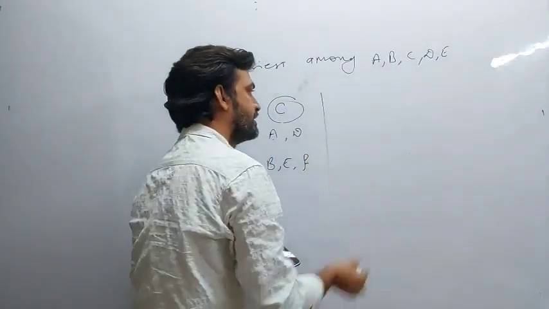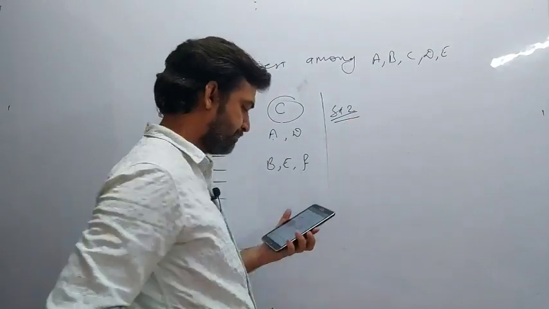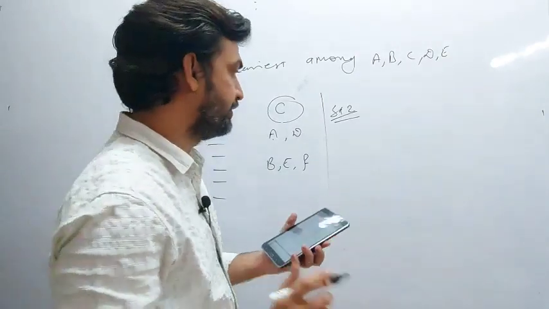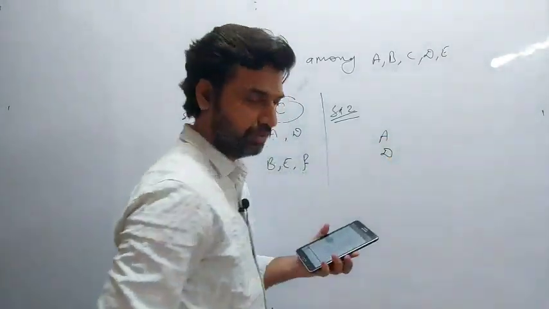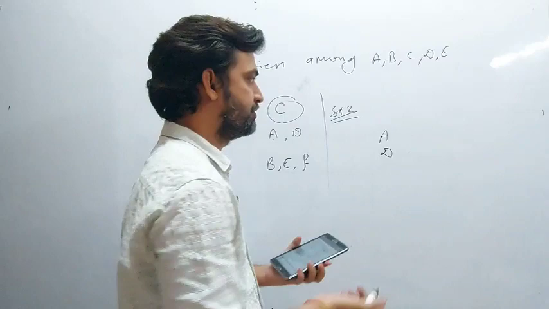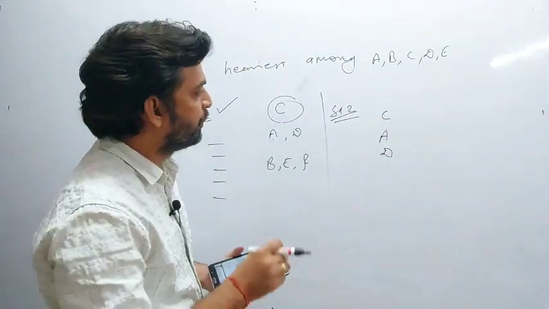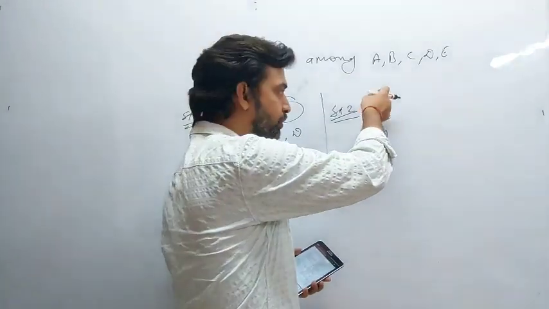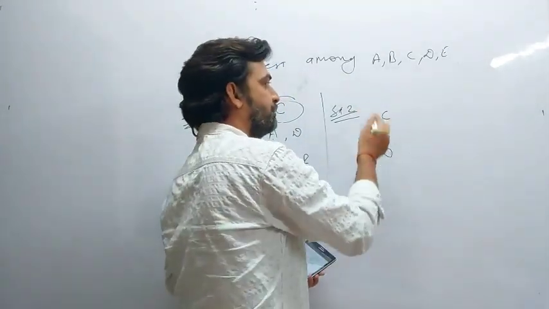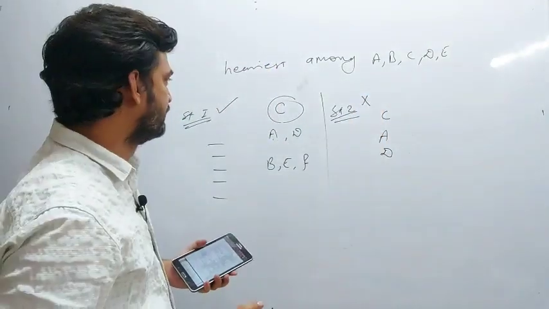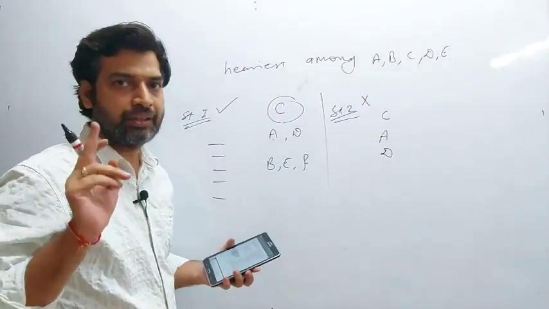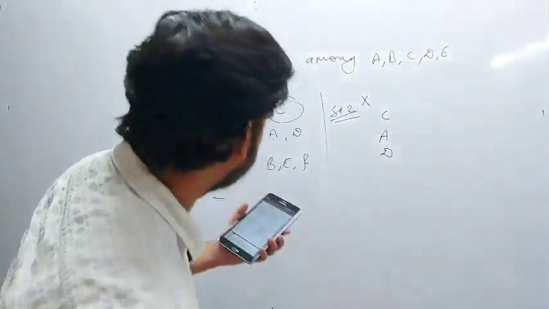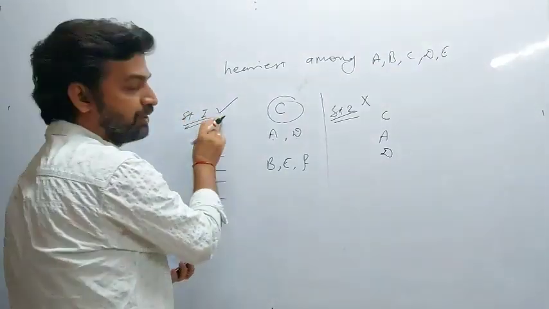Coming to the second one, statement number 2. Statement 2 says that A is heavier than D. So A is heavier than D, it's okay, but is lighter than C. But no information is provided about B and D. So B and D could take a place here, could take a place here also. So statement 2 is not sufficient to get the answer. So the answer is what? Only statement 1 is sufficient. Right? Coming to the next question.